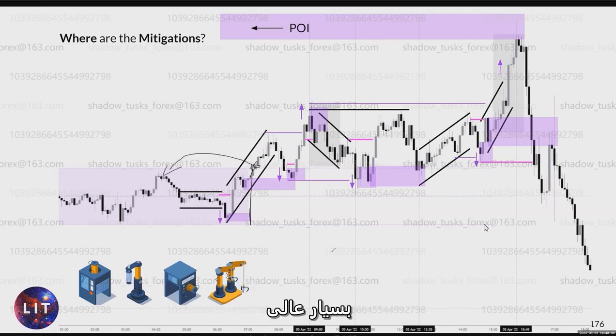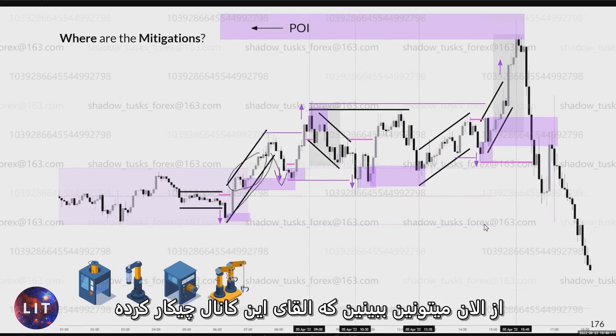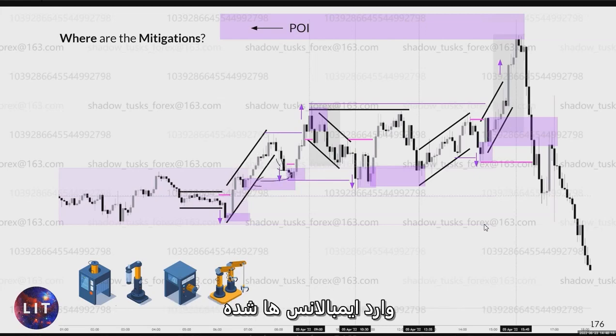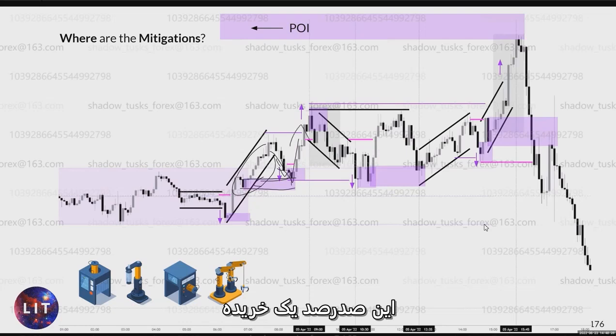Okay, perfect. Same thing in this scenario. You have your channel build up, induce the channel to the low side. You already can see what the inducement of this channel did. Right, tapped into the imbalances, tapped into demand areas in here. Perfect. That's where the inducement taps into the mitigation of the build-up. That's of course a 100% buy, right?